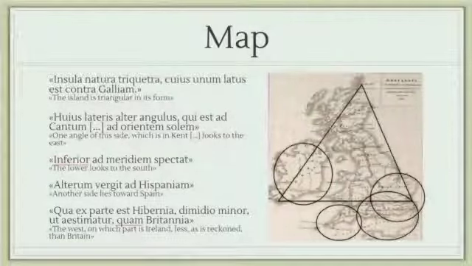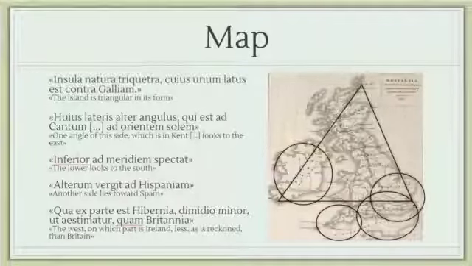Let's start talking about the hypothetical map that Caesar was using. As you can see, in his opinion, the island has a triangular shape. He explains for each angle where it looks.